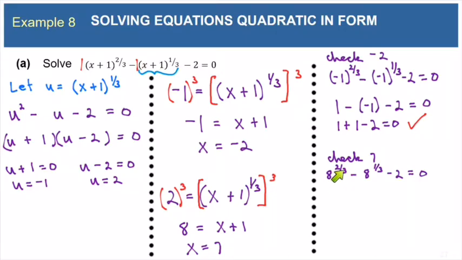Okay, start with the root. The third root of 8 is 2, and 2 to the second power is 4. And again, start with the root. The third root of 8 is 2, and 2 to the first is still 2. And then we have our minus 2 equals 0. So 4 minus 2 is 2, and 2 minus 2 is 0, so that checks. And we have two good solutions here: x equals negative 2 and positive 7.